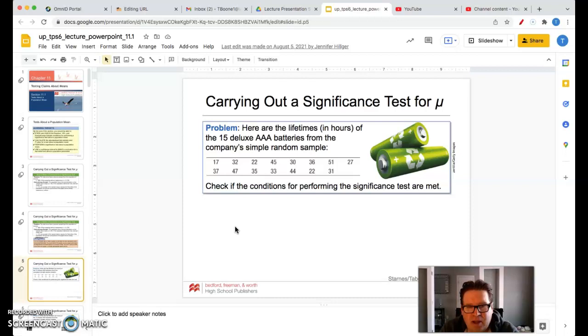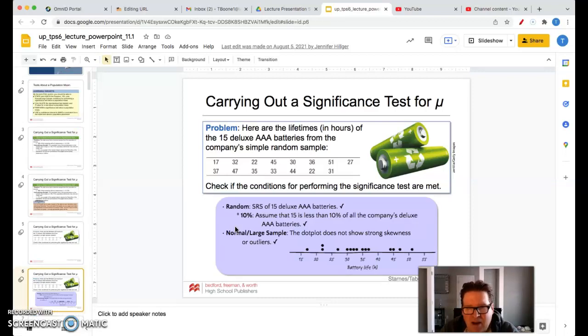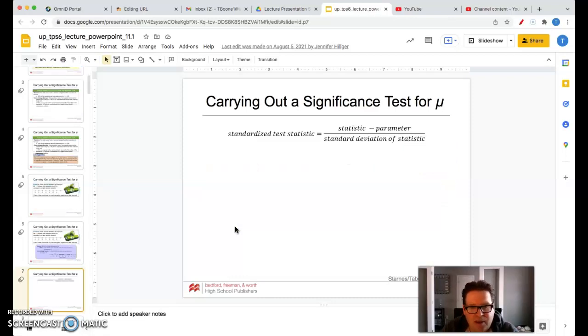We're looking at our AAA batteries. We have the lifetime in hours. We did a simple random sample here. We had 15 of them. So let's check those conditions. Let's make sure we understand how to do that. This seems to be something we've done quite a bit. Random, it did say a simple random sample of those, so make sure we quote that. The 10%, I'm guessing 15 is way less than 10% of the company's batteries that they make. And if you make a dot plot here, you kind of take a look and you see there really doesn't seem to be any skewness or outliers. So that means that we can go with that test of normality that we have.